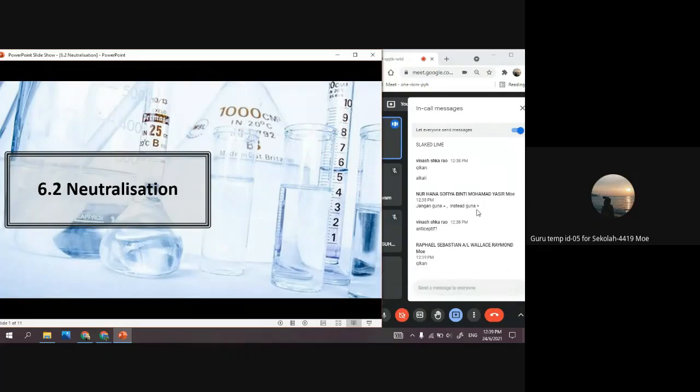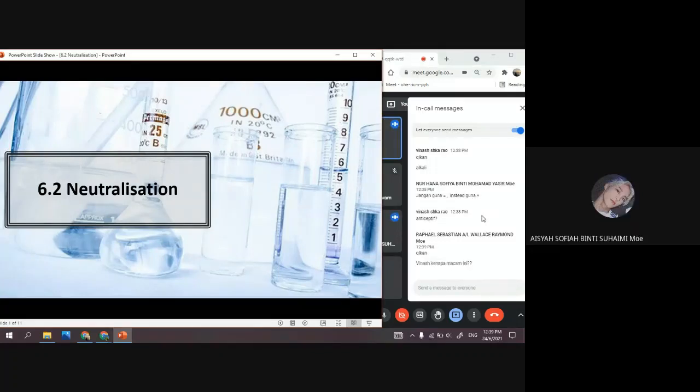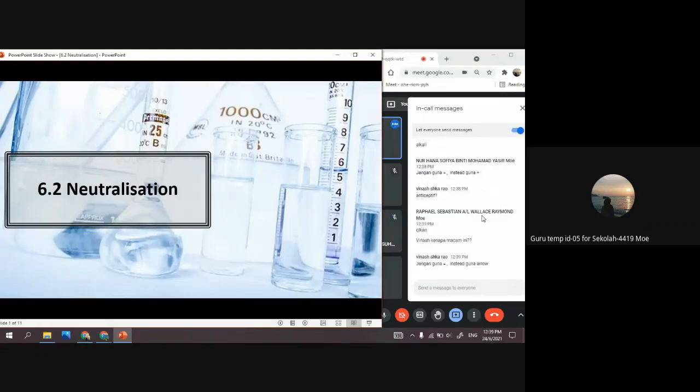Hana Sofia said don't use an equal sign, use plus instead. Is that right? Arrow. Use an arrow. Instead use an arrow, yes. Okay, Vinash is correct.